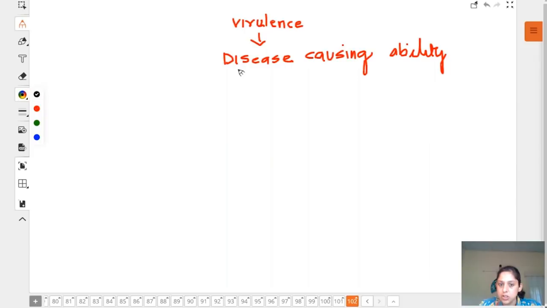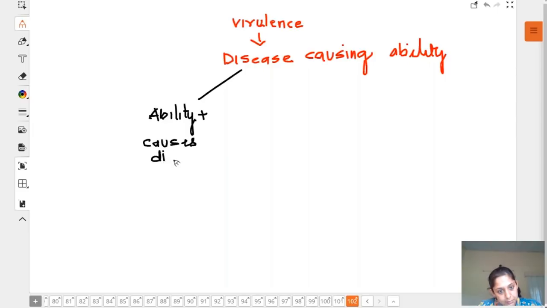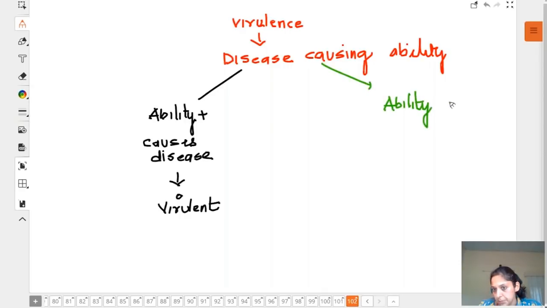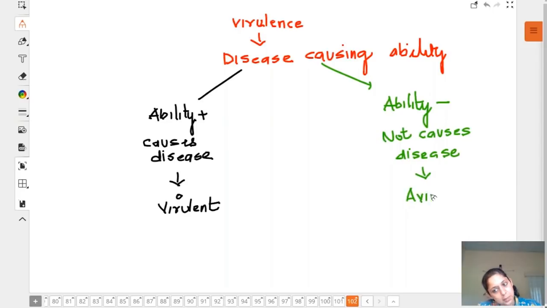On the basis of the disease causing ability, if the ability is there to cause a disease, a bacteria, I call it virulent, right? And if the ability is negative, it does not cause a disease. You could say does not cause disease. One and the same thing. We call it avirulent. Theek hai bachcho? That's very simple. I hope everybody this is clear now.